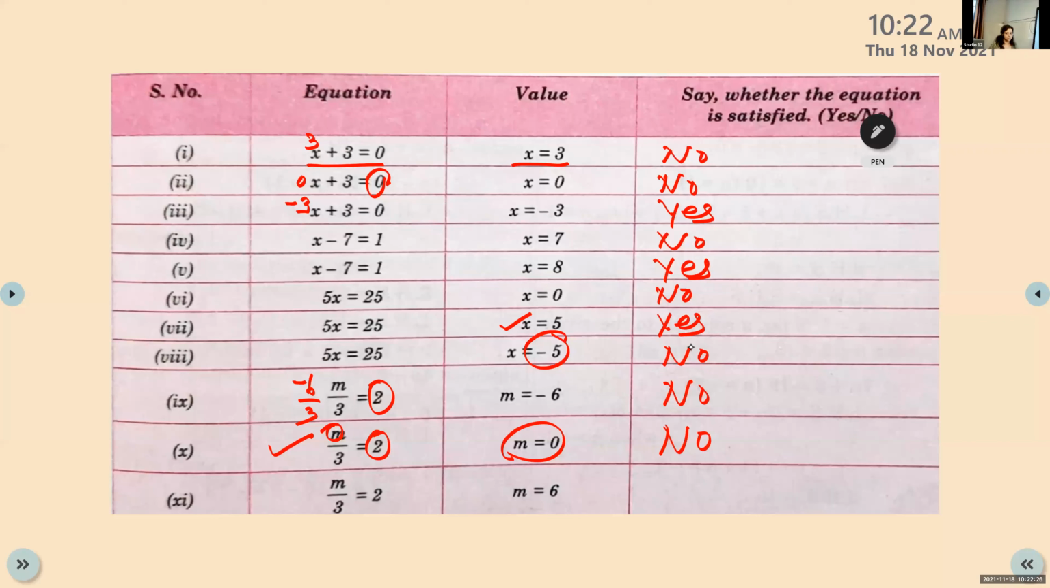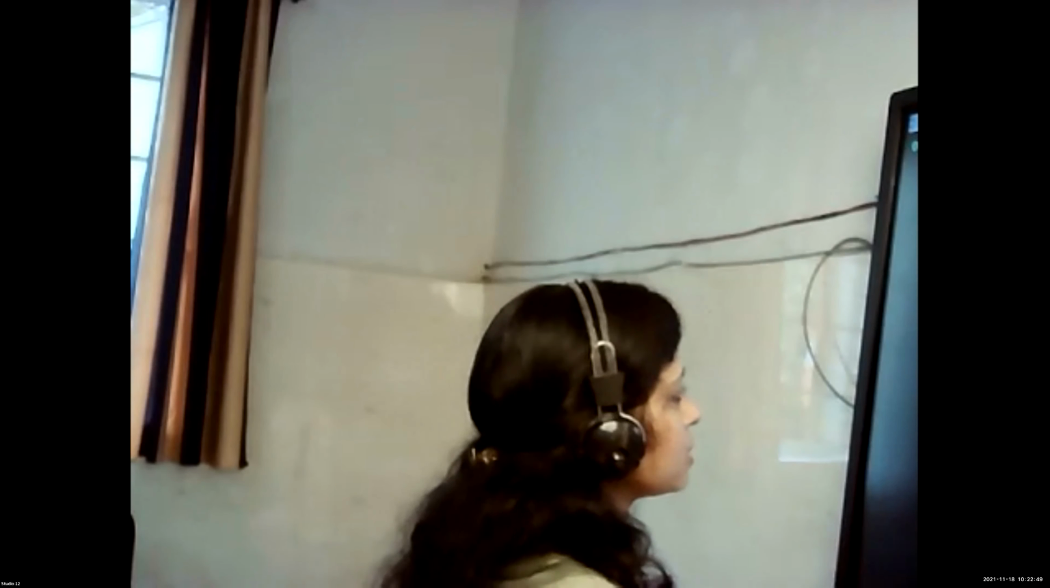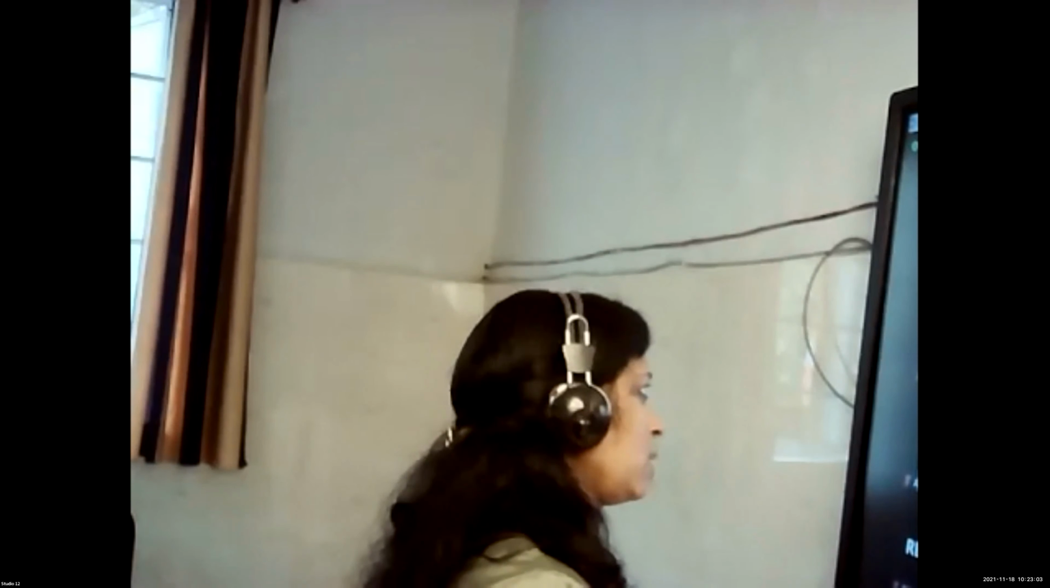This is how you are finding the solution. Is it clear, children? Yes, ma'am. So this is known as solution. The number which is satisfying the equation is known as the solution of the equation. What is it? A number which is satisfying the equation. Satisfying the equation means what? Which makes the left-hand side of the equation equal to the right-hand side of the equation. That is known as the solution of the equation. Clear, children? Yes, ma'am.